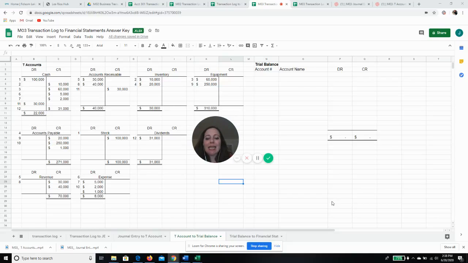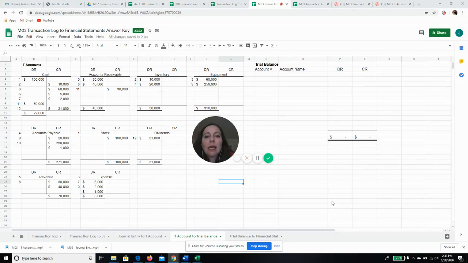Welcome back. In the last video, we took our journal entries and put them into T accounts. Now we're going to take those T accounts and put them into a trial balance. There's not going to be a huge difference between the T accounts and the trial balance because we only have 12 transactions, right? So it's easy for me to see on one page what's the balance in cash, what's the balance in equipment.